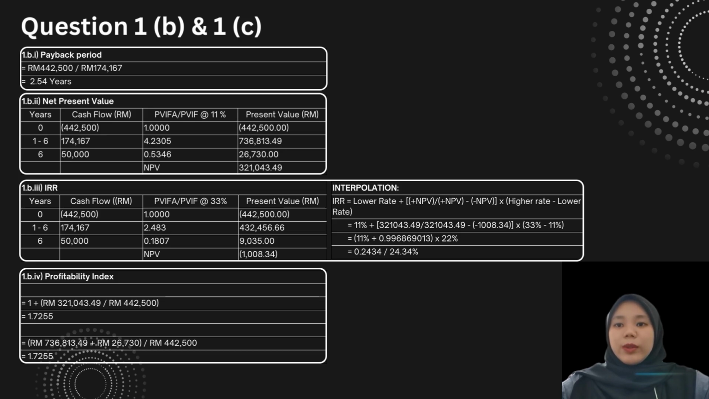Last is to compute the profitability index to measure the value that a project creates per ringgit of investment by dividing the present value of future cash flow by the initial investment. As for this new machine, we get a positive net present value project with a profitability index of 1.7255.